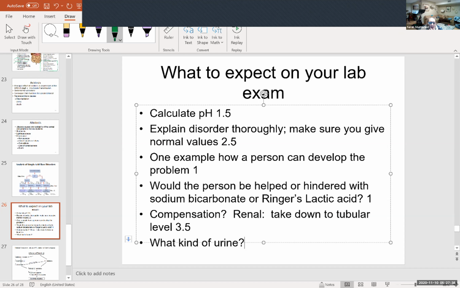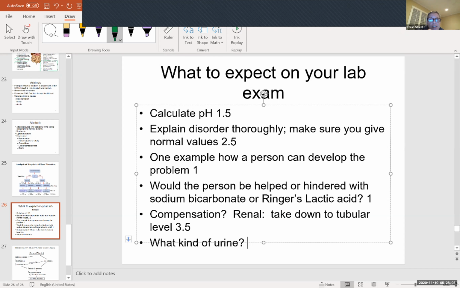Gotcha. And then what kind of urine will they make? Normal, acidic, alkaline. The kidneys will always be compensating. We're going to talk about that on another day. You're not allowed to say, nope, my patient's in renal failure. No, no, no. So don't mark normal. It's not going to be normal.